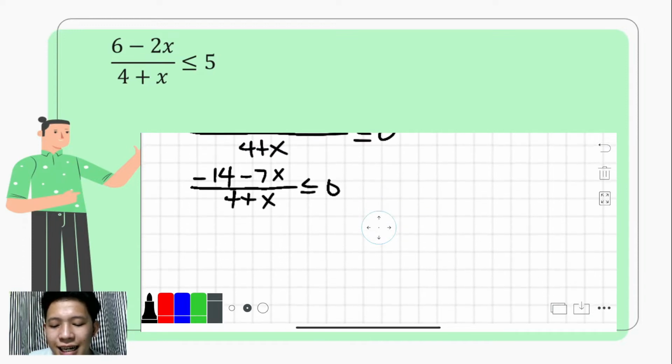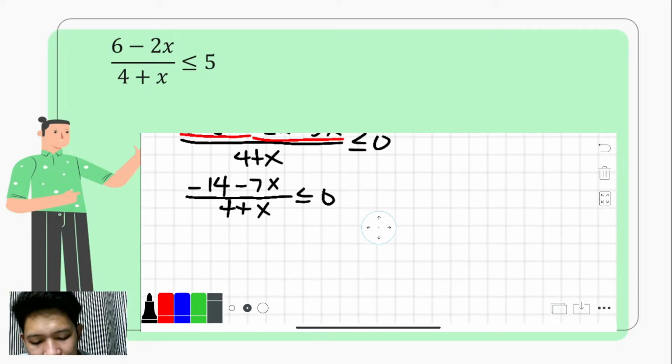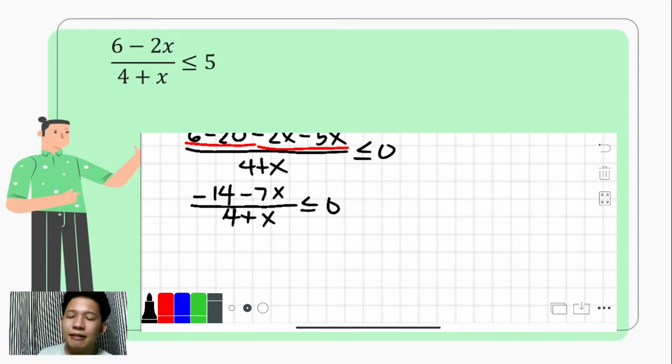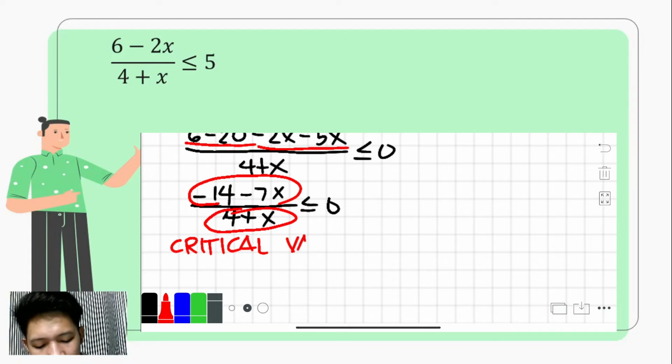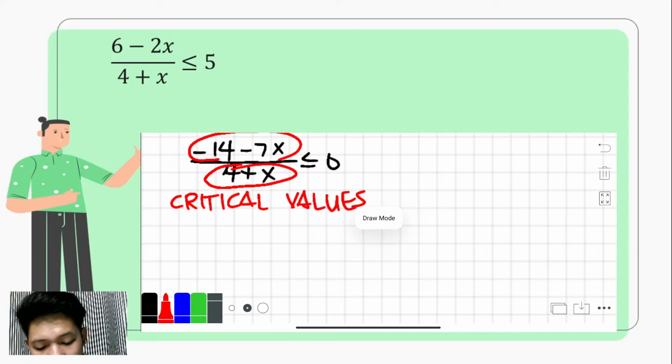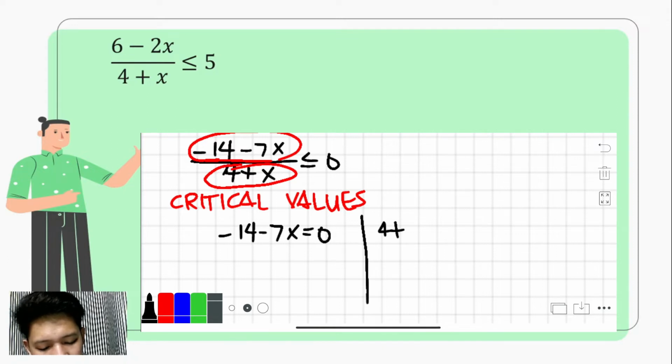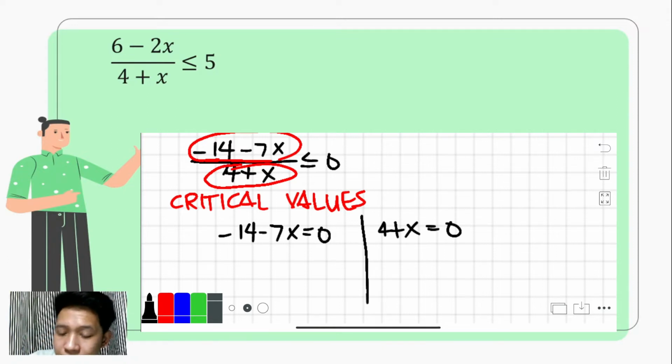So, meron na po tayong single rational expression, or rational inequality, sorry. Alright, so single na po siya. So, how many critical values yung nakikita natin? Actually, we have 1, and then we have 2, since we have 2 binomials here. Then, susulat na po natin yung ating critical values. Alright, so our critical values would be obtained by equating all these factors to 0. So that is negative 14 minus 7x equals 0. At yung isa naman ay 4 plus x equals 0. So dapat x lang po yung nasa kabila.